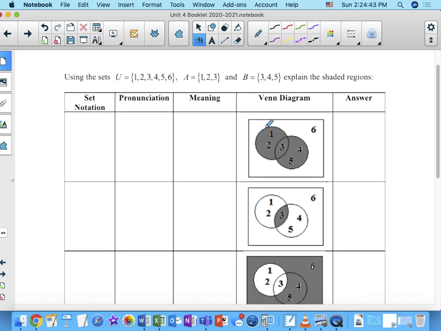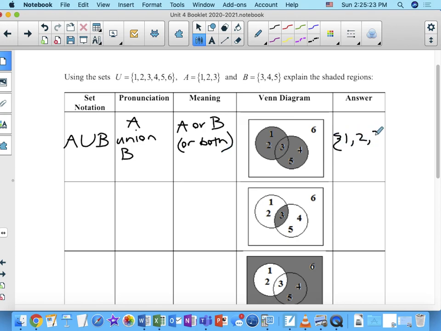Okay, so this shaded region right here, basically what we've done is we have joined these two subsets together. That's a union. Okay, so the set notation that we would use is A union B. And that's exactly how we would say it. A union B. Okay, what does it mean? It means A or B. You might want to say or both because that's sometimes a source of confusion, but it's A or B or the overlap or both, okay? And what elements are we talking about here in this scenario? 1, 2, 3, 4, and 5.